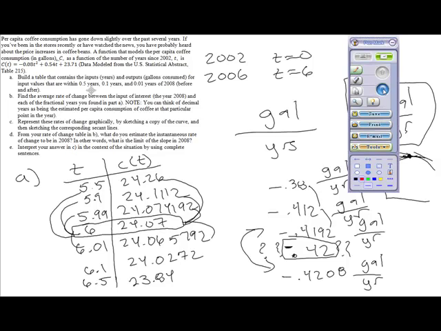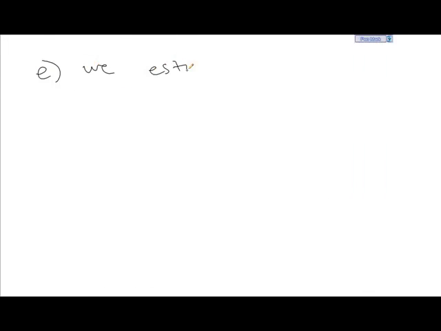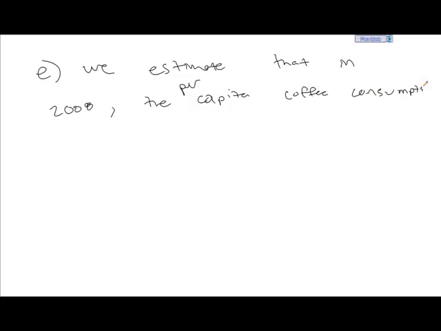So, we estimate that in 2008, the per capita coffee consumption is decreasing by 0.42 gallons per year.